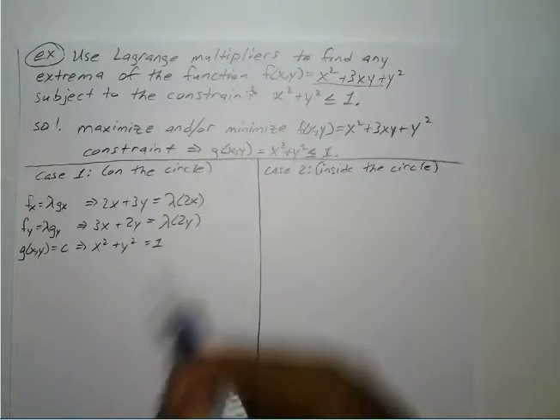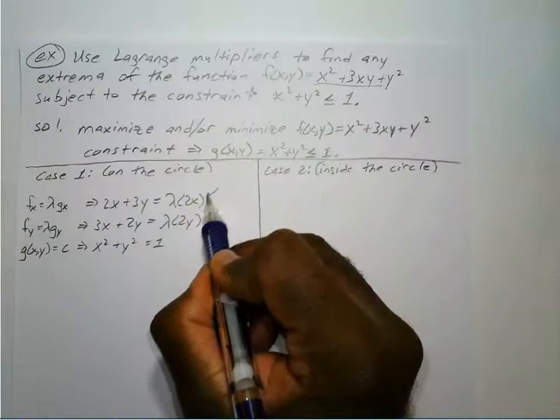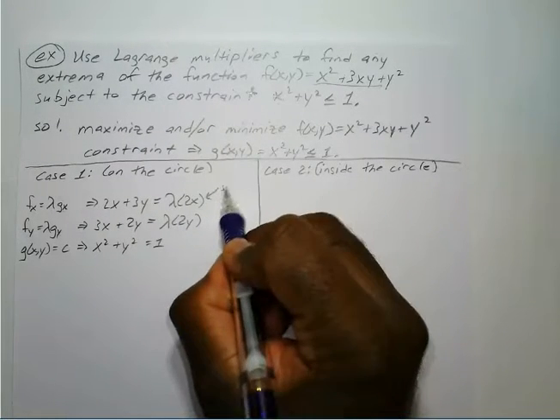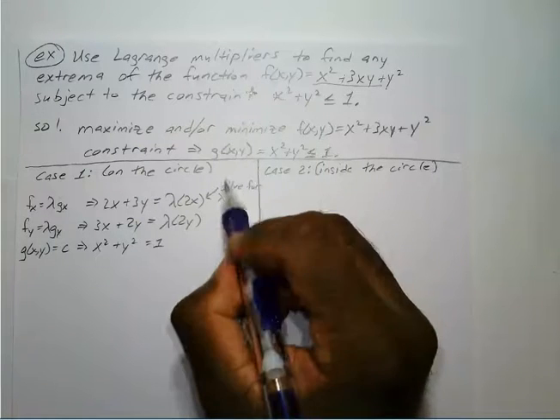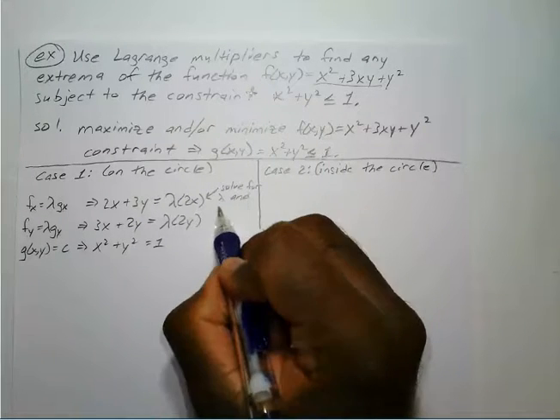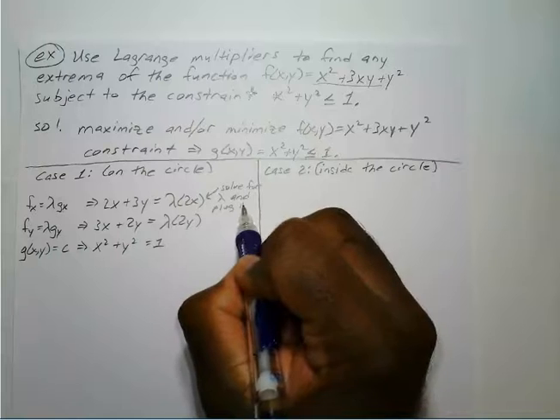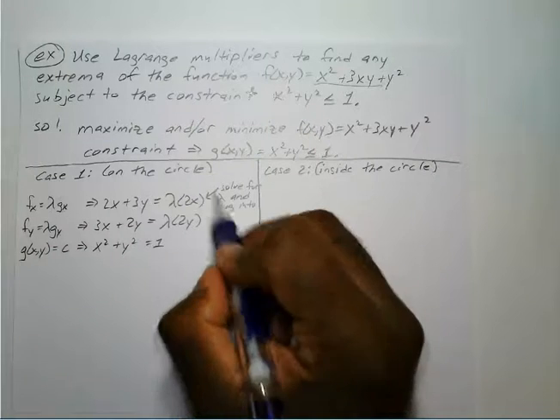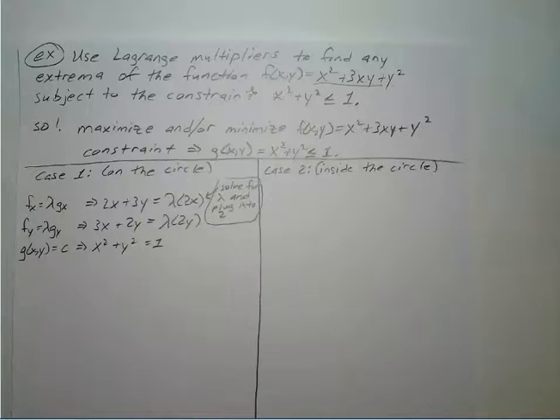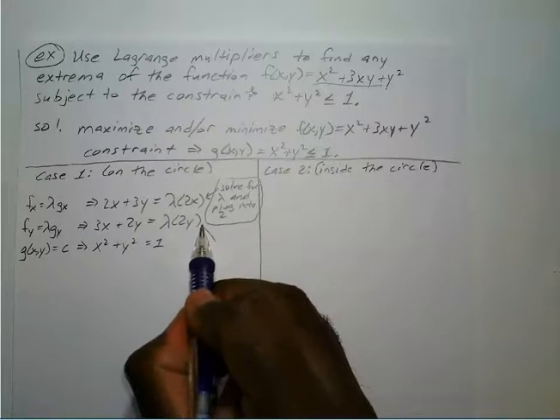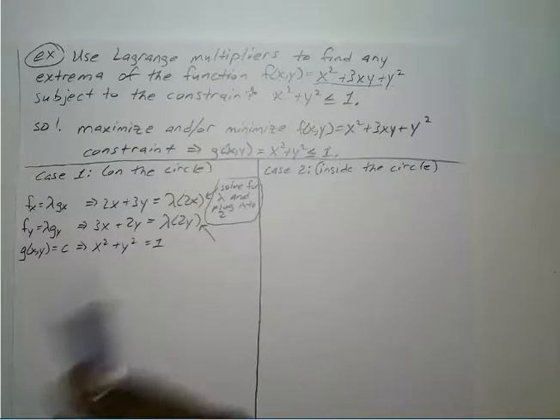Just like before, this one here, we're going to solve for lambda and plug into equation 2. Now this second one, we're going to solve for x squared and plug into 3.